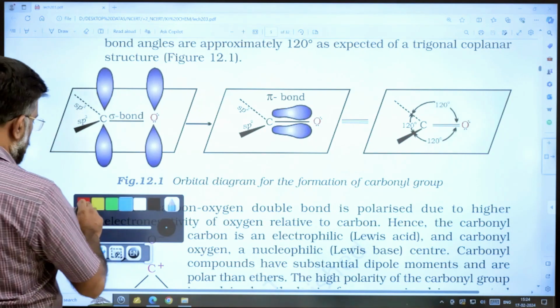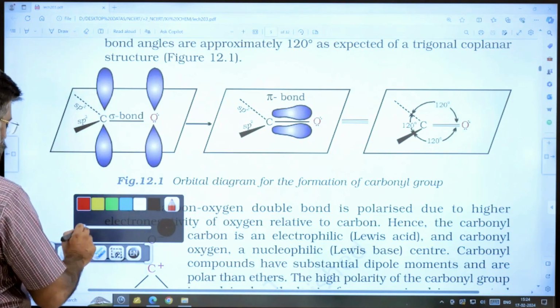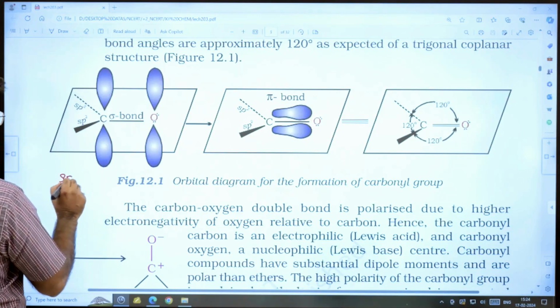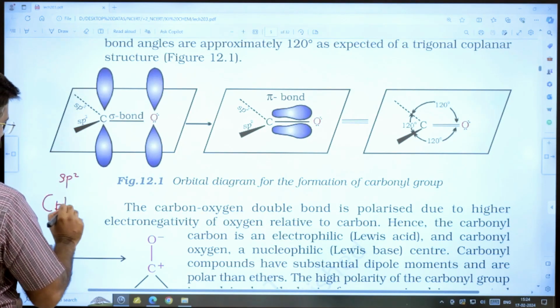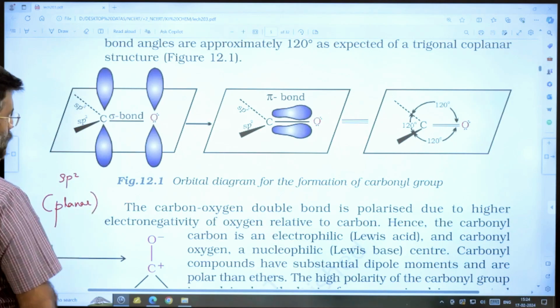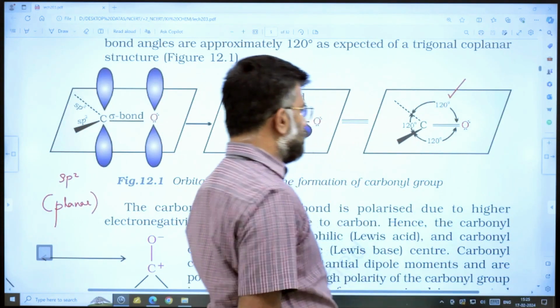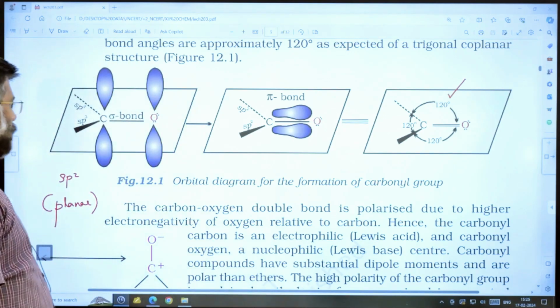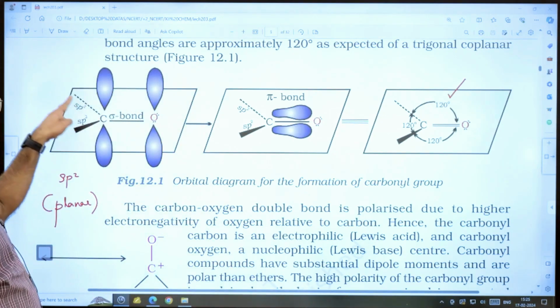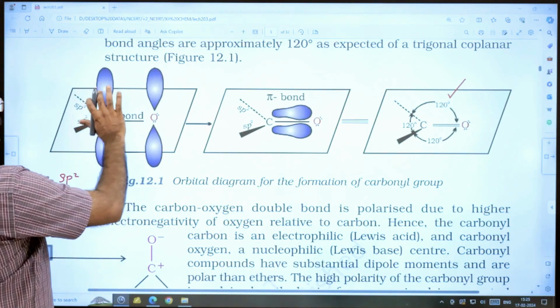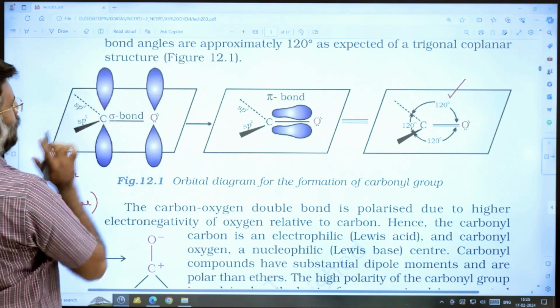The carbon here undergoes sp2 hybridization, a trigonal planar system with a bond angle of 120 degrees on average. So carbon makes three sigma bonds, sp2, sp2, sp2: one here and one with oxygen. And there is a pi bond between the p orbital of carbon and the p orbital of oxygen.